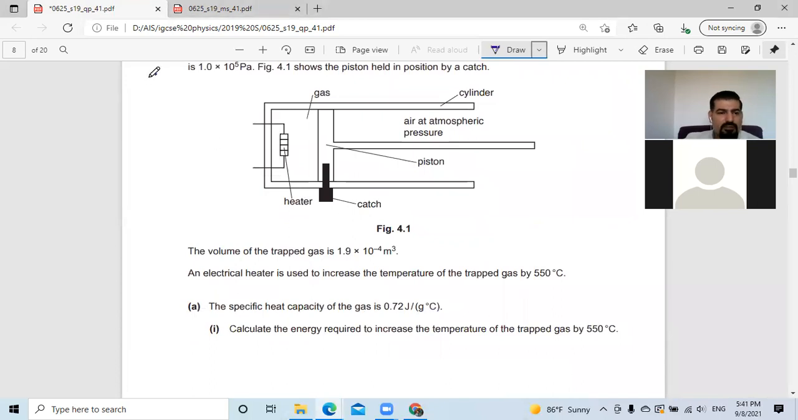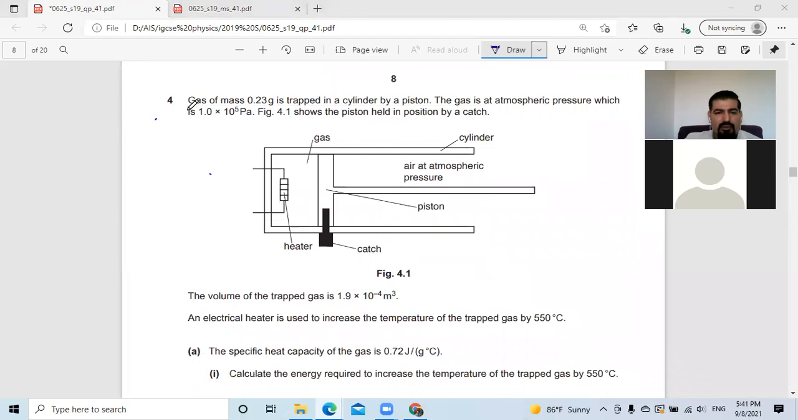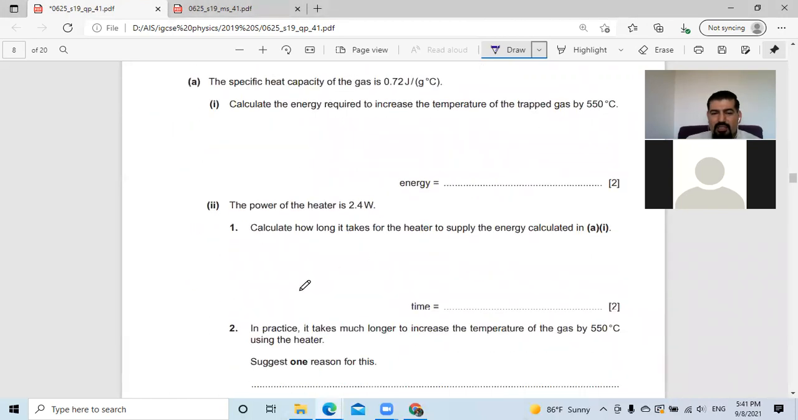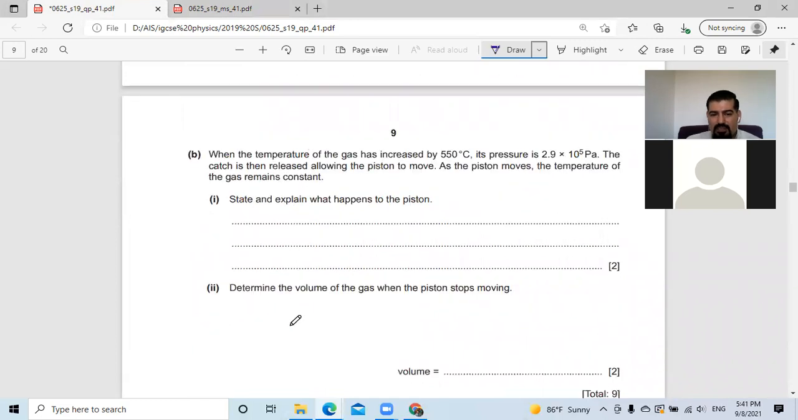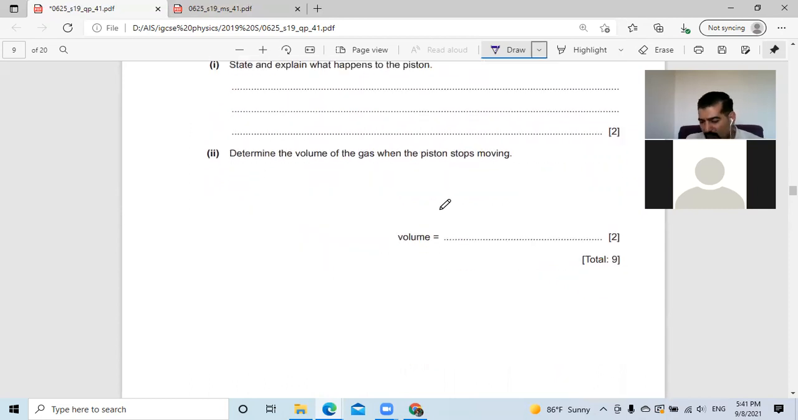Question number 4 talks about something that we didn't finish, about specific heat capacity, but we can answer the other parts of it, not all of it, especially the part that talks about P1 V1 equals P2 V2 and what will happen for the piston as well. I will neglect this question for now, but I will show you something.